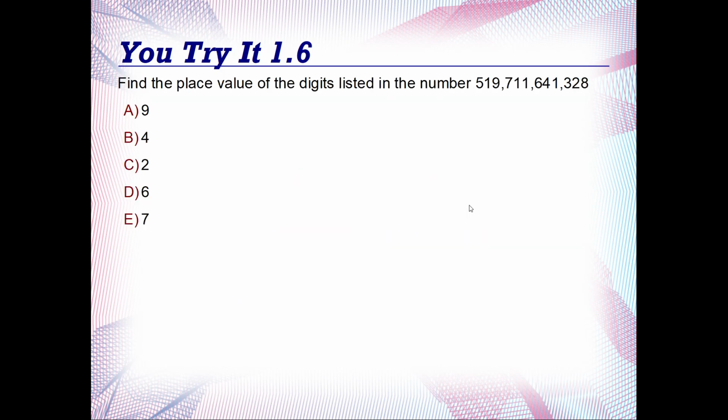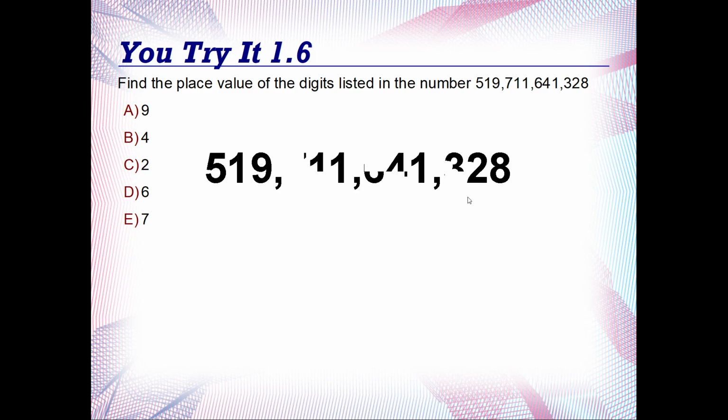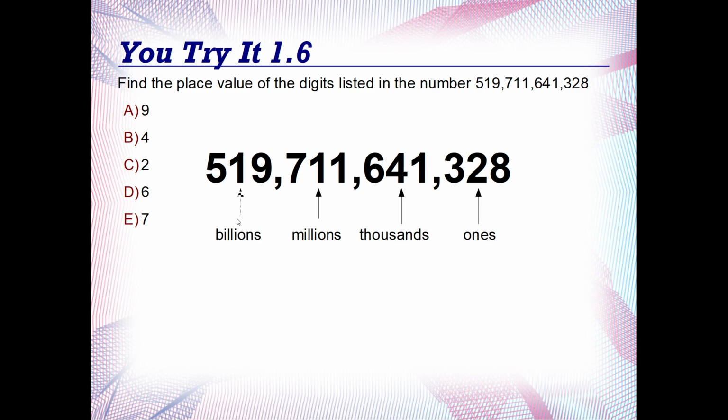Find the value of the digits listed in the number. I'm not going to read the number, here's the number. So we added another period onto this one. So we'll have ones, thousands, millions, and next to millions is billions. So the biggest period here now is billions, and here's the number 9 we're asked to look for.